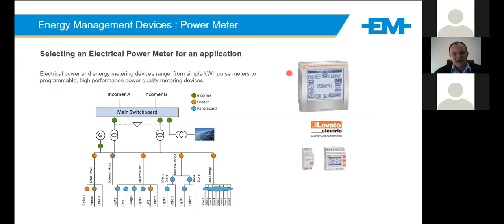Quite importantly is, how do I select a power meter for my applications? So we've got this basic single line diagram going between incomer to main switchboard to the internal grids and down to feeder panels. Quite often, more than not, the required meters can sometimes exceed what is needed. So you could put an overkill of a meter in the wrong place, spend extra money, and never actually look at that data.